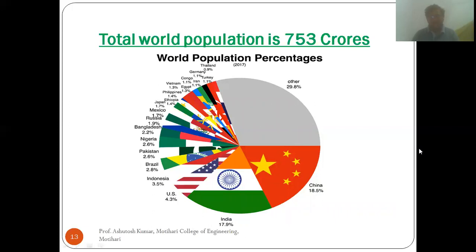And we all know that China and India account for the majority of the world population. China accounts for 18.5% of the world population, whereas India accounts for 17.9%. Also, the US, Indonesia, and other countries are big countries occupying the world, and their percentage share is shown as a pie chart.